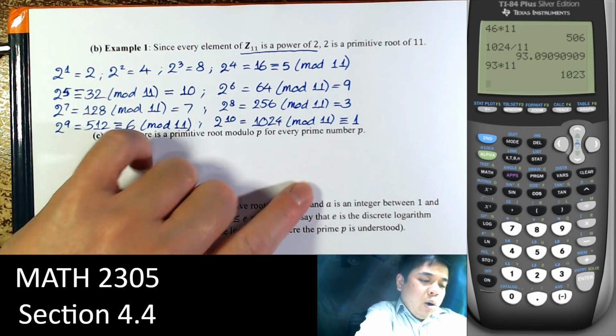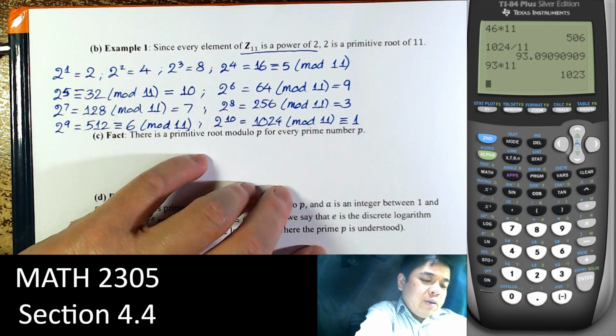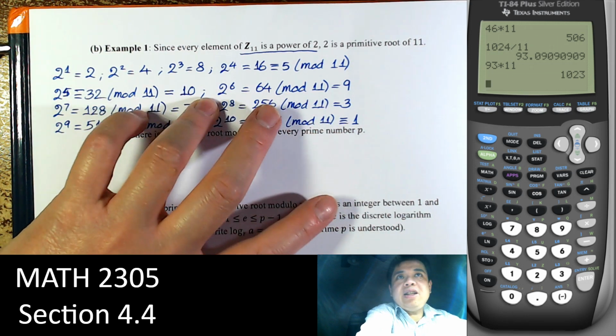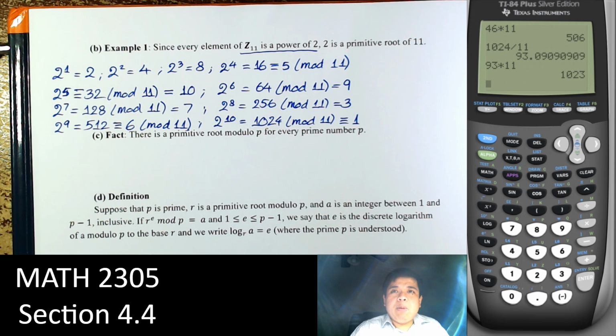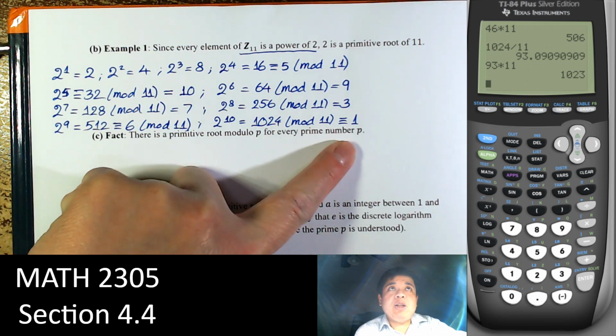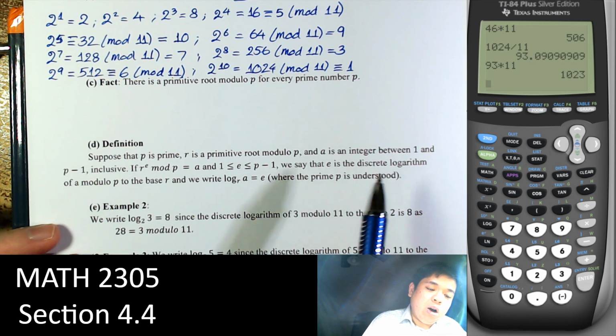See, we have 1, 2, 3, 4, 5, 6, 7, 8, 9, 10. Of course, we can generate all 10 from this. Of course, the last one is the 0 power. Of course, you can always say 2 to the 11, but we're not doing that. I mean, the other number will be 0 in this case. There is a primitive root modulo p for every prime number p, so that is a theorem. So there's always this. And then next we define the discrete logarithm.